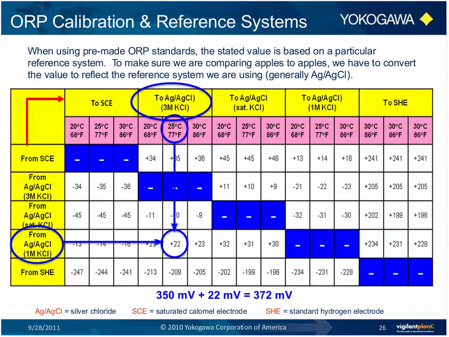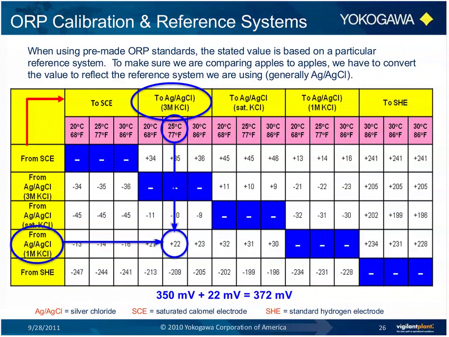Yes, the millivolt difference from 1 molar KCl to a different molar KCl solution is minimal. However, if you have a pre-made solution that is based on the standard hydrogen electrode, or what's known as SHE, as shown on that Hamilton label just a second ago, the difference could be as significant as 200 millivolts.